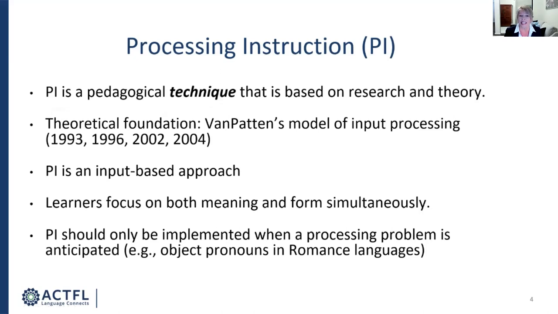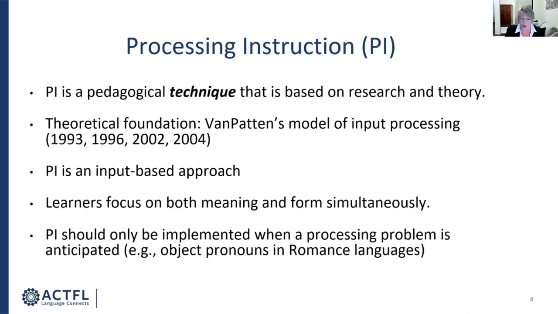Processing instruction is a technique that is based on Bill VanPatten's model of input processing. It is an input-based technique. I'm not sure if anyone in here is familiar with processing instruction. Most teachers that I've spoken with when I've attended all the various regional conferences thus far have never heard of processing instruction. It comes out of VanPatten's model of input processing, which is a set of flawed strategies that learners tend to engage in when they're initially processing their input. Let me give you an example of a flawed strategy. So many people here might teach a romance language like Spanish or French.